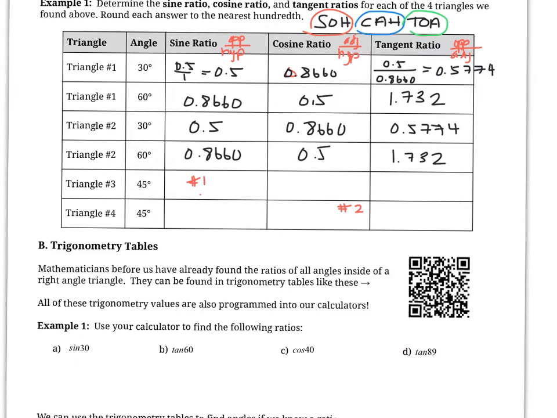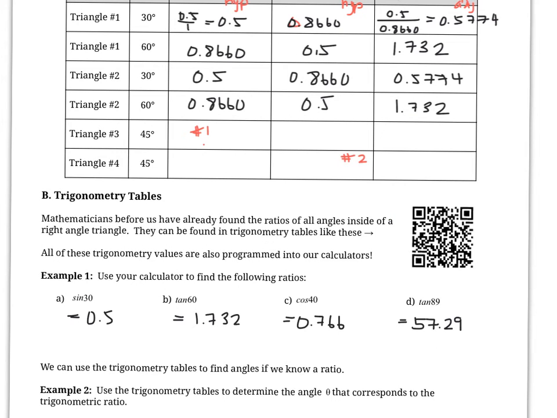So try these on your calculator now. Be careful: if you're not getting these ratios that we found in our chart, then you need to make sure that your calculator is in degree mode. It should say DEG or D at the top of your calculator.